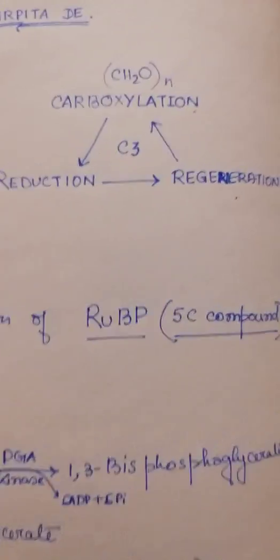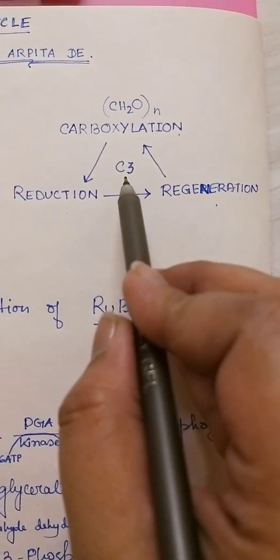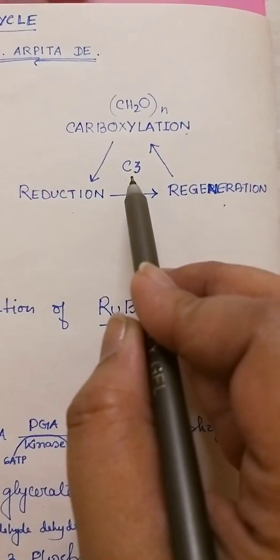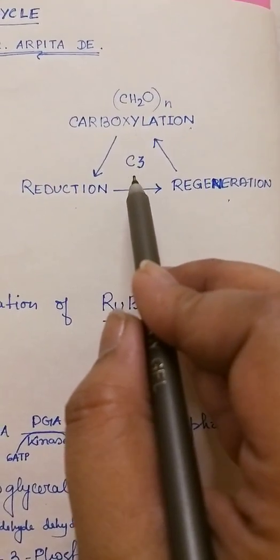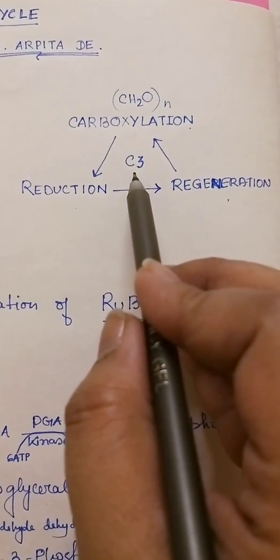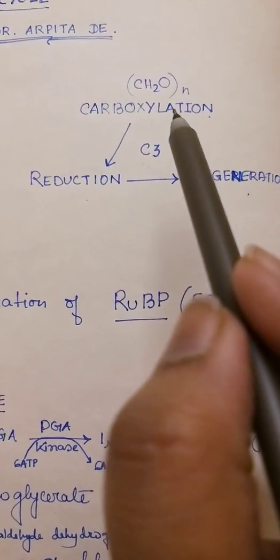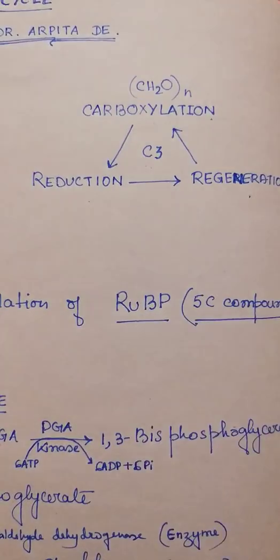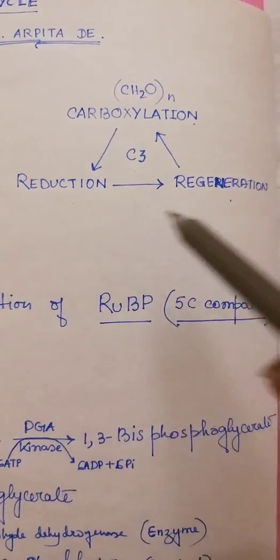In light independent reaction, our topic today is C3 cycle. Now why do we call it a C3 cycle? This is because the first stable product of Calvin cycle is a 3-carbon compound. That is why this cycle is also known as C3 cycle. The C3 cycle has got 3 stages or 3 phases: carboxylation, reduction and regeneration.